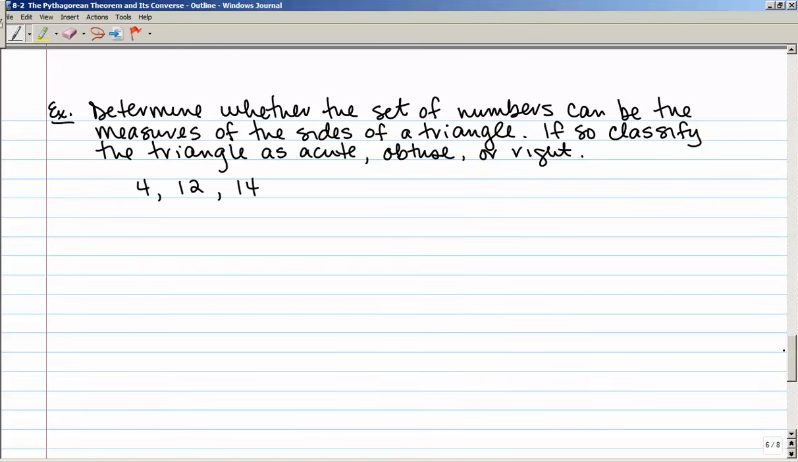This example says, determine whether the set of numbers can be the measures of the sides of a triangle. If so, classify the triangle as acute, obtuse, or right. So if you recall from back, I think it was in chapter 5, we could tell if three numbers represented the lengths of the sides of a triangle if the two smaller ones added together were greater than the third one. So, is 4 plus 12 greater than 14? Indeed it is, because 4 plus 12 is 16. So yes, this is a triangle.